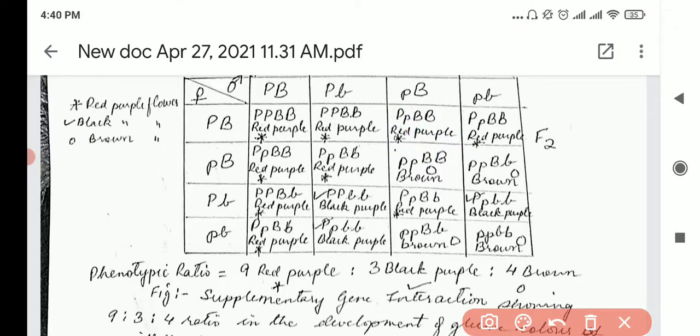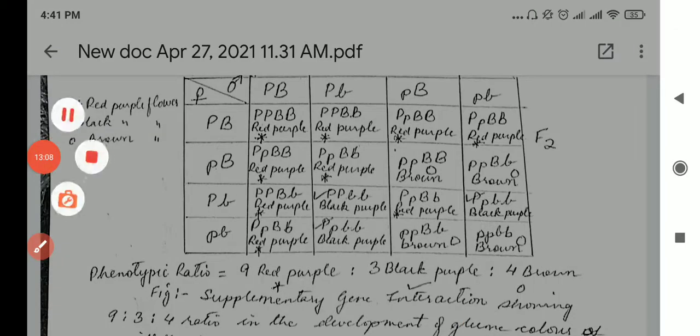I've already made good notes from last year. See, I made the star shape and the tick marks to show you the different colors. Capital P and capital B, red purple; capital P alone, black; and the rest recessive, or capital B alone, brown. So easy enough, I think.